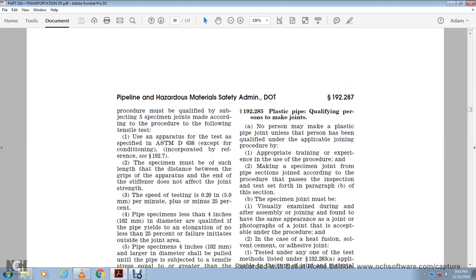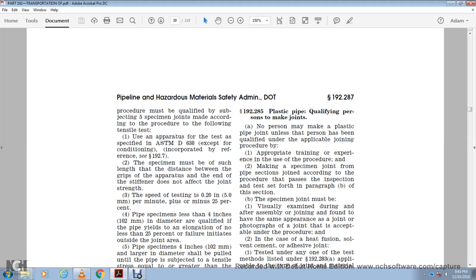192.285 Plastic pipe: qualifying persons to make joints. No person may make a plastic pipe joint unless that person has been qualified under the applicable joining procedure. The person must have appropriate training or experience and make a specimen joint from pipe sections joined according to the procedure that passes the inspection and testing.